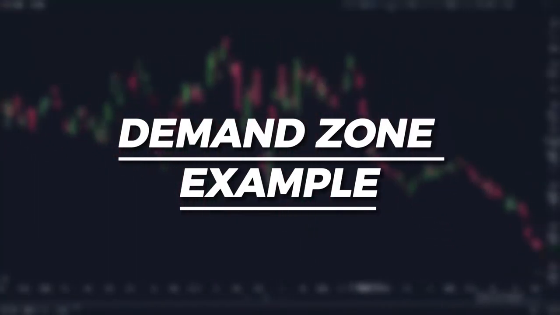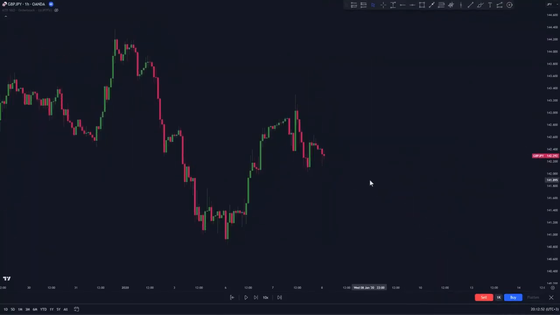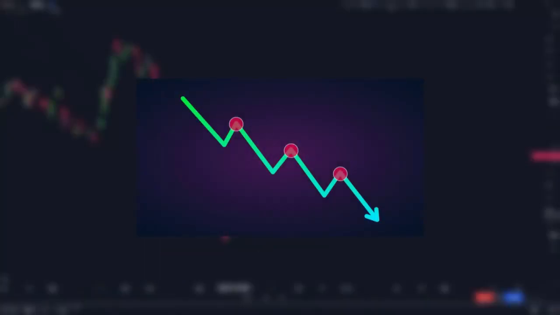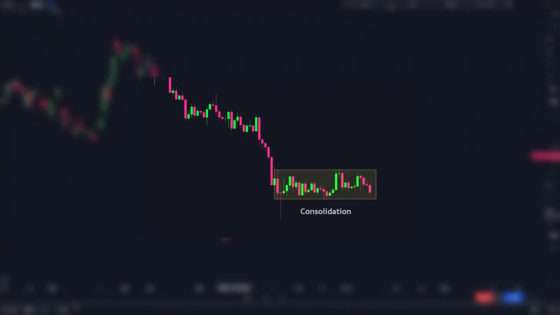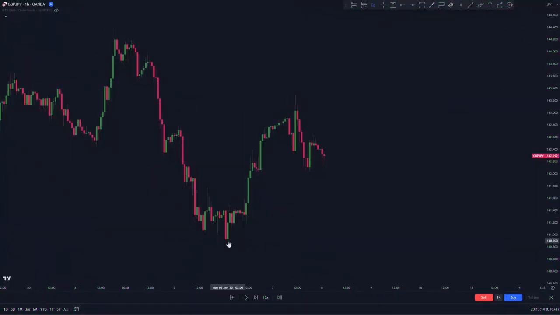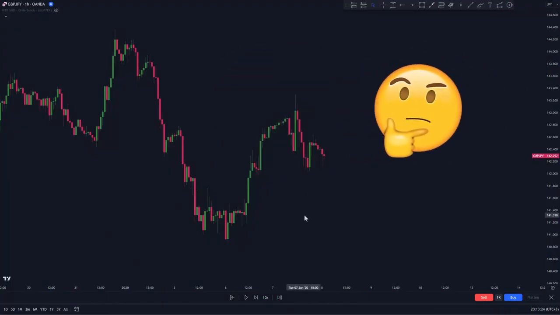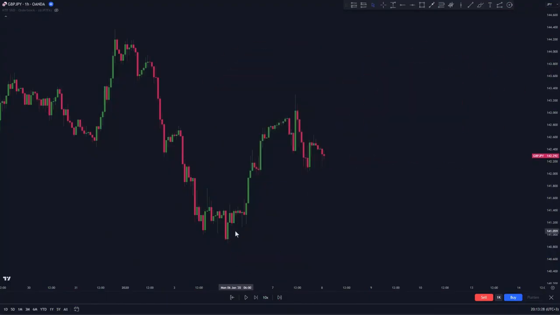So how do we draw a supply or a demand zone? Well, let's begin with a demand zone on a naked chart. As we can see here, the price was consolidating while moving downwards slowly. It looked like a downtrend, but it also seemed like a consolidation. Then all of a sudden, the price made a big aggressive move to the upside. So what happened at this point? Well, there must have been a level of demand right here, meaning a huge number of buy orders.